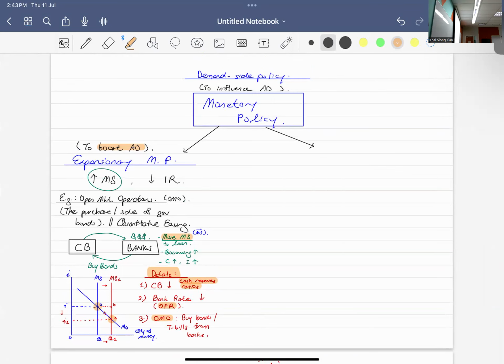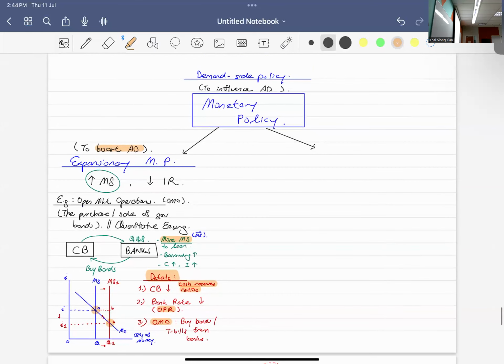You can see all these will result in higher consumption, higher investment, higher net exports, higher government spending. Now, could there be any problems when they use all this? There will be one problem, which is inflation. When they keep increasing money supply, more money flows into the economy, people will spend like crazy, and that's when inflation will kick in.